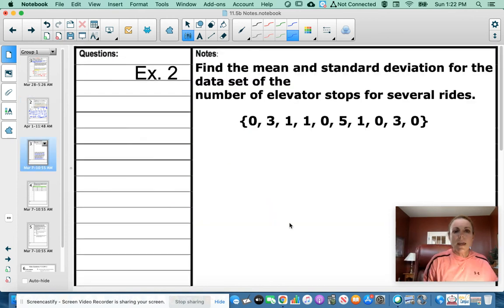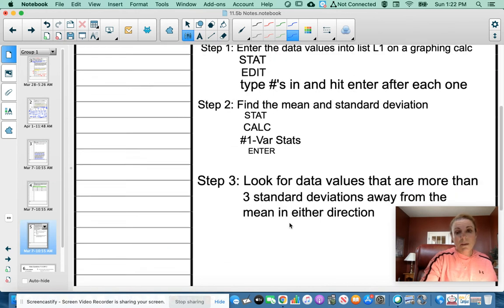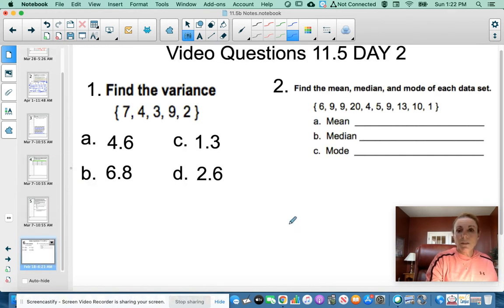Right. Example 2, we're going to do in class, and 3 also, and 4 actually, which leads us to the video questions. Please complete those in your notes.